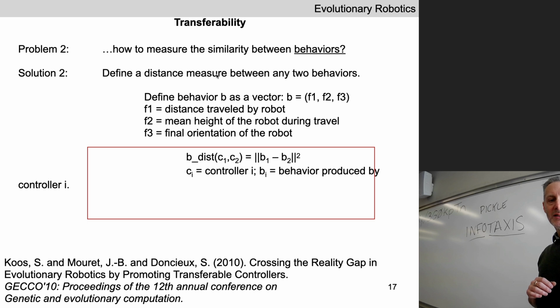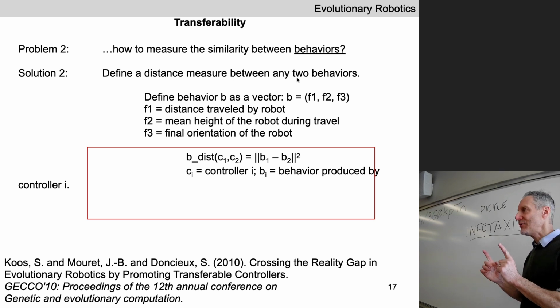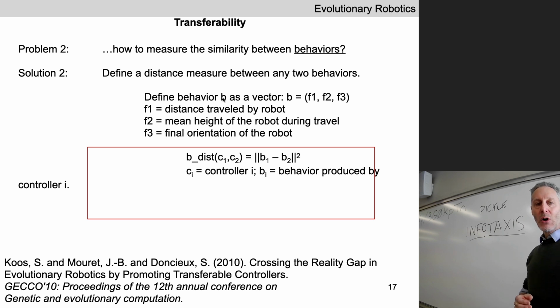We're going to define a distance measure based on any two behaviors in terms of how those behaviors actually play out. So we're going to define a vector B, and this vector is going to be associated with every controller. So if we have controller I, it produces vector B_I. And vector B, in this case, contains 3 elements. It could be n elements, where every element in the vector represents some feature of the behavior of the robot when it's running that controller.